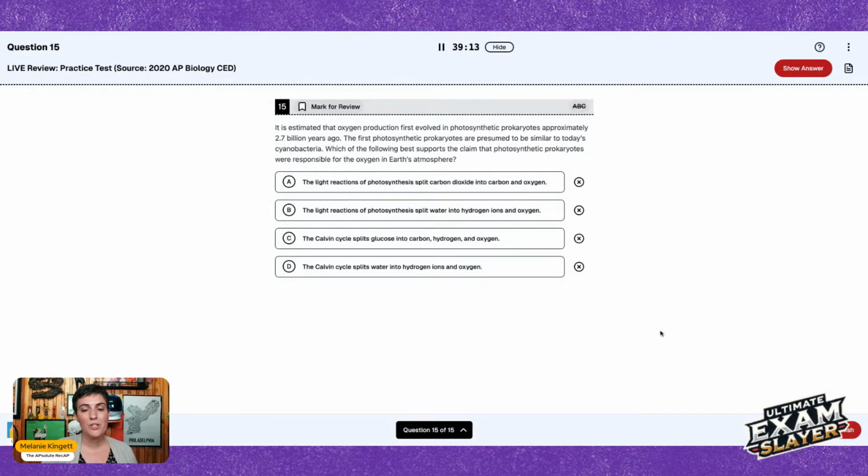All right, last question, and we will finish our test and look at our results. Oxygenation. It is estimated that oxygen production first evolved in photosynthetic prokaryotes approximately 2.7 billion years ago. That's cool. Not relevant to the question, really. Question, which of the following best supports the claim that photosynthetic prokaryotes were responsible for the oxygen in Earth's atmosphere?